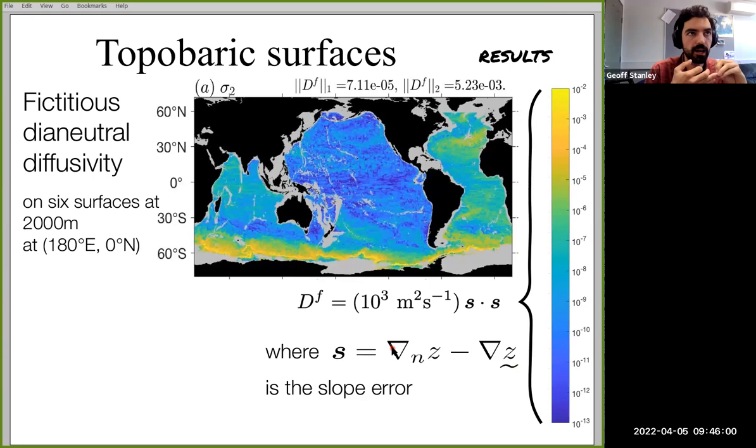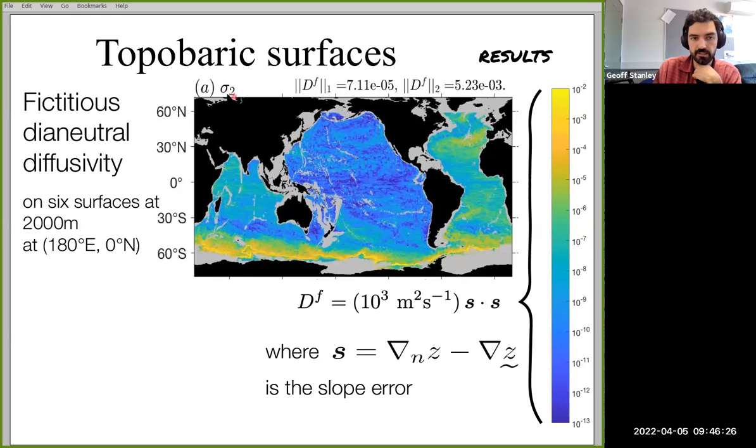So just to look at how good this is doing, I showed you a measure in the first half of the talk in terms of epsilon neutrality errors. This is now just a bit of a different way of looking at it. If you think back to the pancake analogy, I told you about this spurious or fictitious dineutral diffusivity. And again, that was quantified by this along-isopycnal diffusivity times the square of the slope error between the neutral tangent plane and your surface.